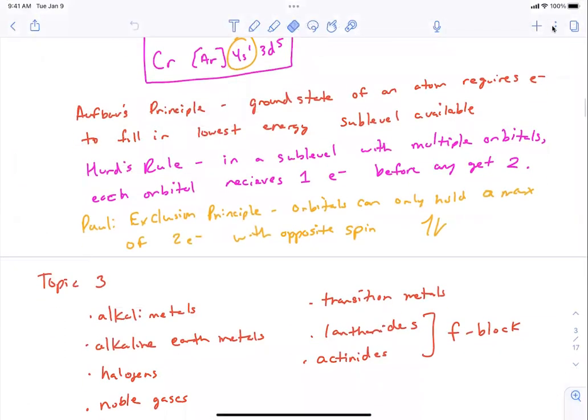Okay, so Aufbau is excited electrons. So when electrons are in too high of an energy state. Hund's rule is when you have 2 in one orbital before you have 1 in each. And then Pauli is opposite spin usually is the case, or there's 3 electrons in one orbital.